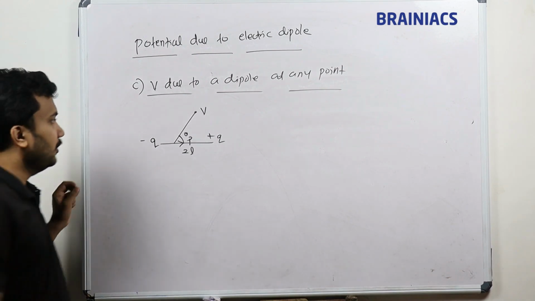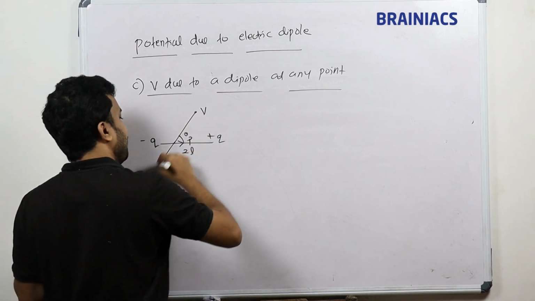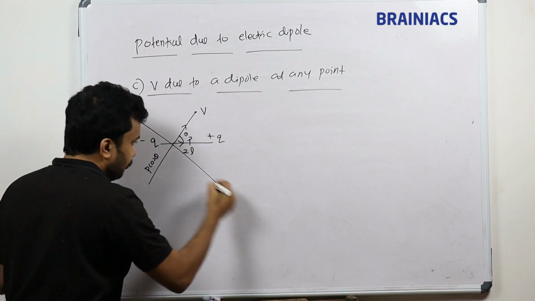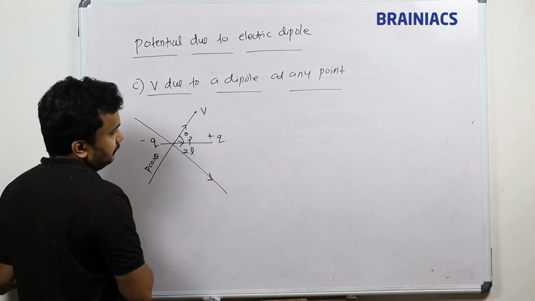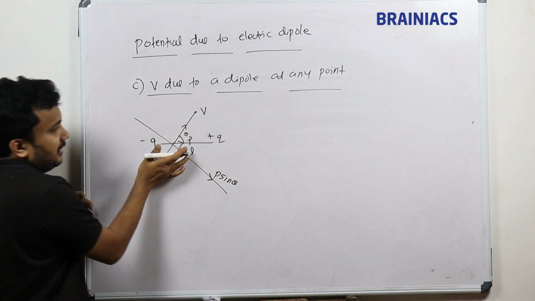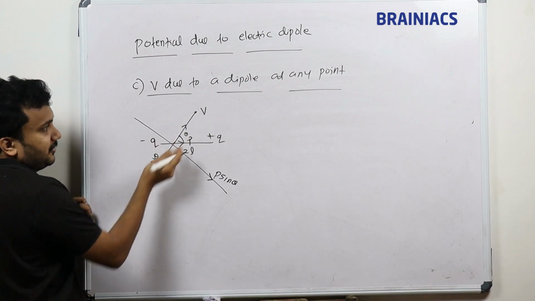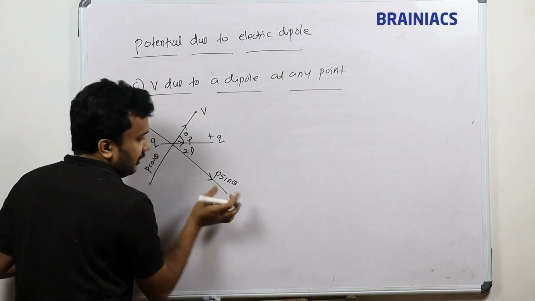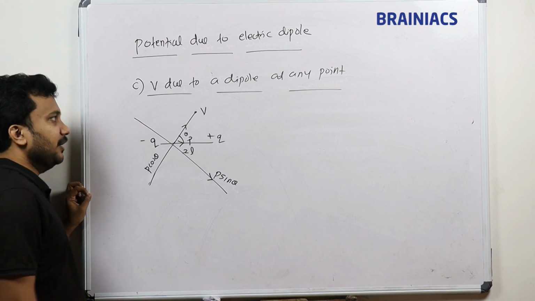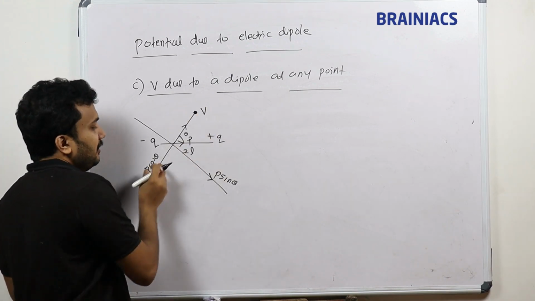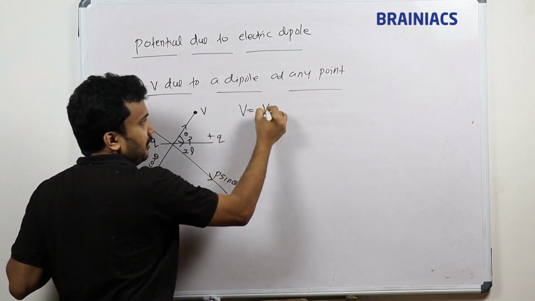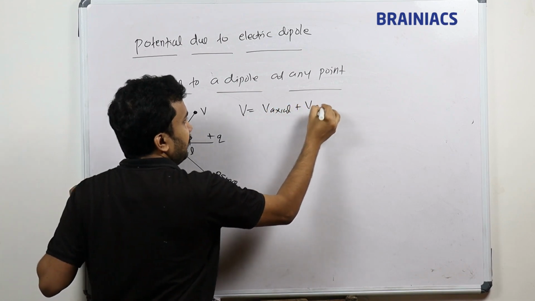This p is a vector quantity. We split p along the directions like this: this component is p cos theta, and the perpendicular one is p sin theta. The side adjacent to theta is p cos theta, and the perpendicular line is p sin theta, and centrally it is p. Now the p cos theta is along the axis and one perpendicular component will be there. So total potential will be equal to axial potential plus equatorial potential.